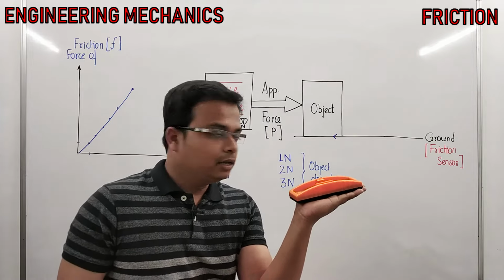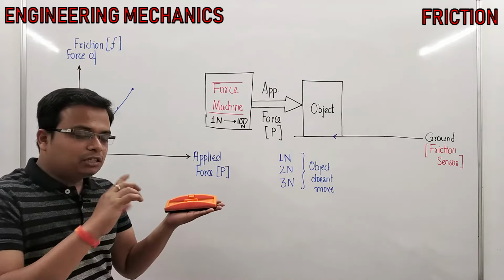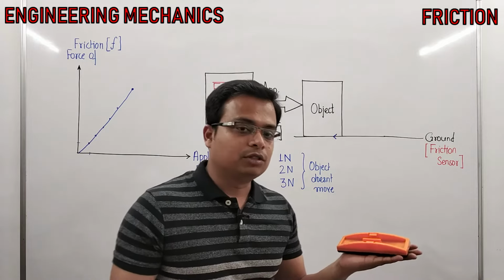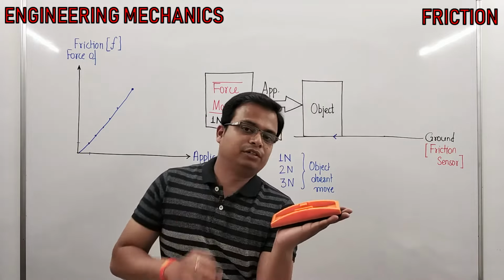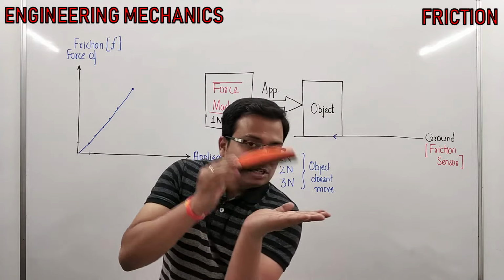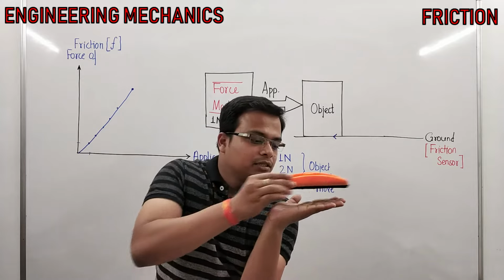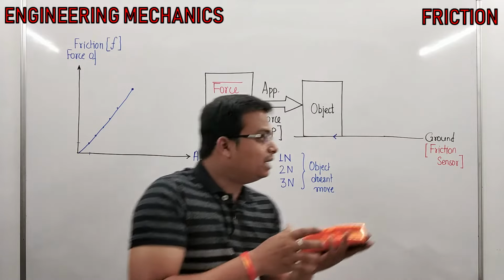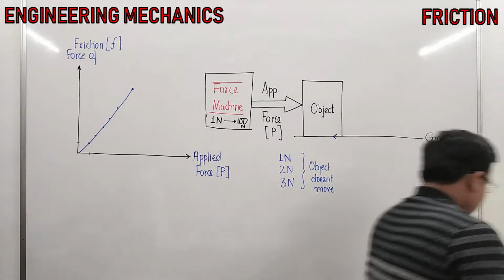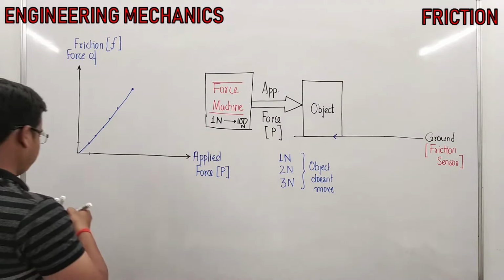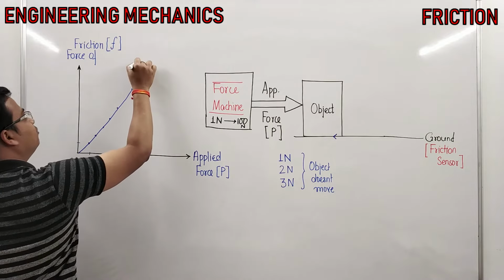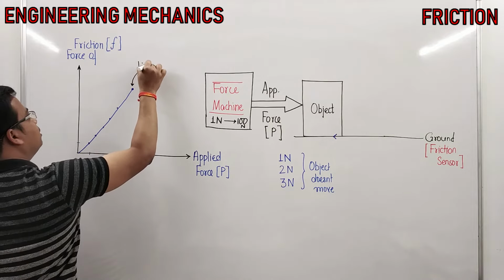Right? That is so. So you can also say that the friction force has a special property, that it is adjustable. It is a smart force. But there is a maximum value of friction force which you must cross in order to make this object set into motion. And that is known as the limiting friction. Let me just tell you, this over here is known as limiting friction.